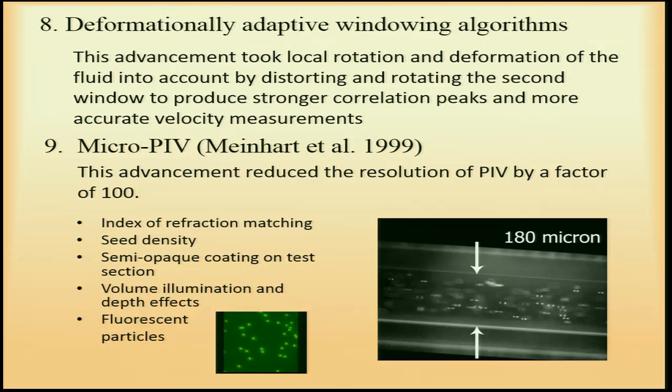Adaptive windowing algorithms would not only displace the second interrogation window, but they realized that suppose you're looking at the center of a vortex where the beam displacement is zero, everything's just going around in a circle. So what you have to do to measure that is actually rotate the second window, not just displace it, okay? And then, of course, if there's straining going on, you should do that too. And this gives you better results because you get much stronger correlation peaks. Fulvio, this came out of TU Berlin, didn't it?